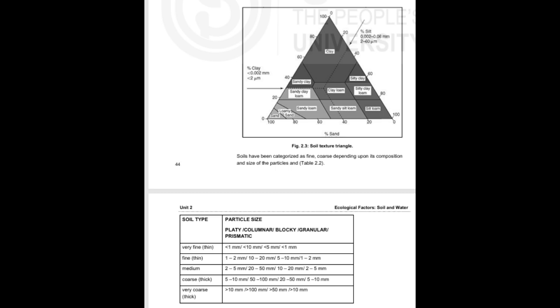The soil having organic matter content of 20–35% on a dry weight basis is considered as organic soil.